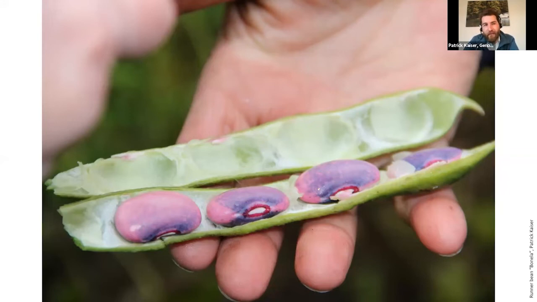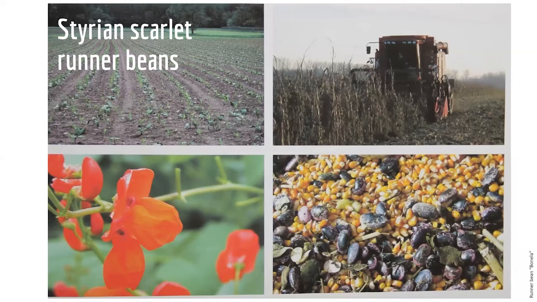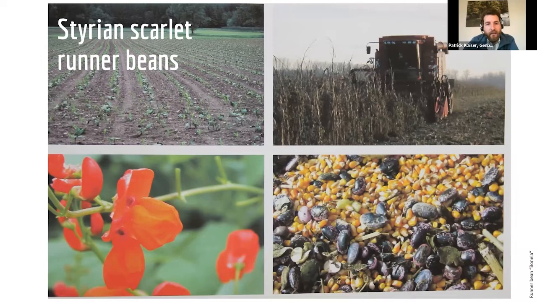Some countries already managed to grow it on a larger scale, for example, combined with maize. Here, the Styrian scarlet runner bean, Käferbohne, where they used maize, corn, as a supporting culture for the bean to climb up. And then later they harvested by threshing it both together and sieving out the beans. And they already managed to produce like 300 tons of these beans in this area. That is a good thing to do.